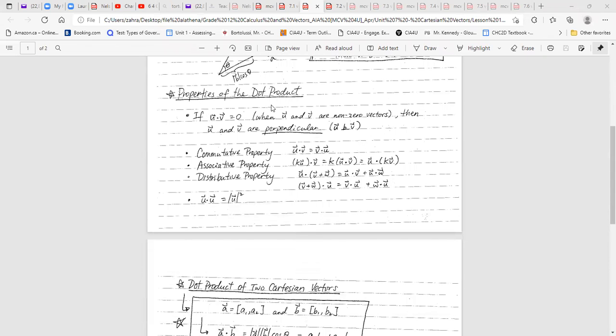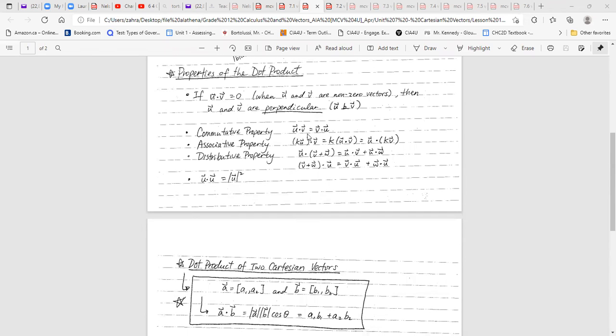So here are the properties of the dot product. If U dot V is zero, and U and V are non-zero vectors, then these two vectors are perpendicular. There is a commutative property. It means U dot V is the same as V dot U. And there is an associative property: when you multiply a constant K by U, then dot it with another vector V, you can take the constant K out and dot U and V, or you can bring the constant K beside vector V and then dot product it with U. There is a distributive property.